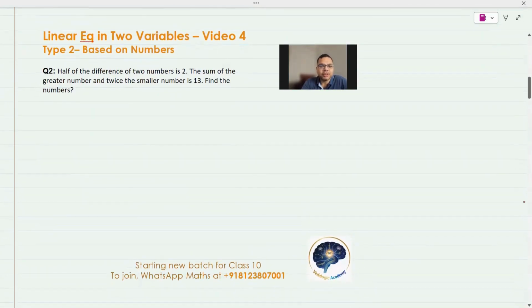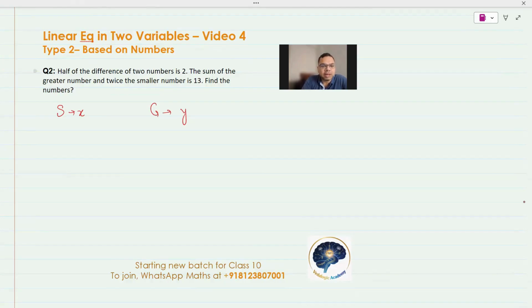Okay. So here, if you see, the question is smaller. Let's see how to do it. This question is based upon numbers. These types of word problems are based upon numbers. The question says half of the difference of two numbers is 2. The sum of the greater number and twice the smaller number is 13. So let's say the smaller number is x and the greater number is y.